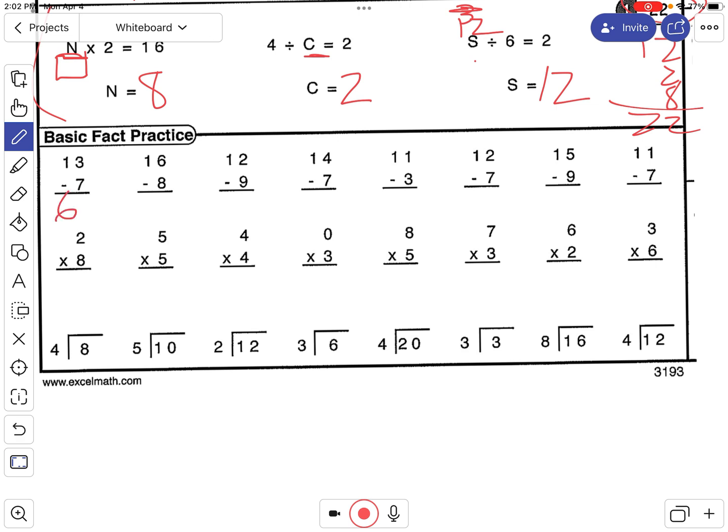13 minus 7 is 6, 16 minus 8 is 8, 12 minus 9 is 3, 14 minus 7 is 7, 11 minus 3 is 8, 12 minus 7 is 5, 15 minus 9 is 6, 11 minus 7 is 4.